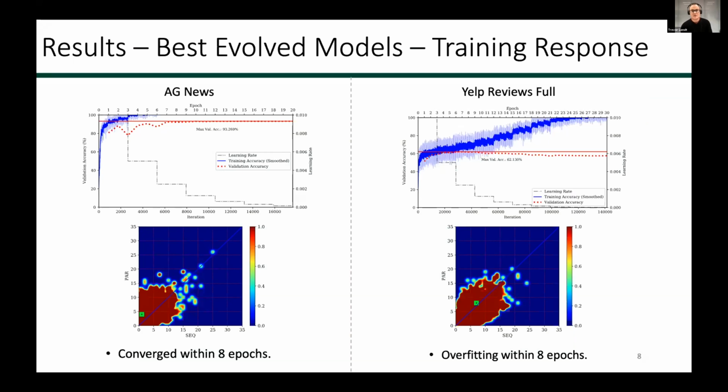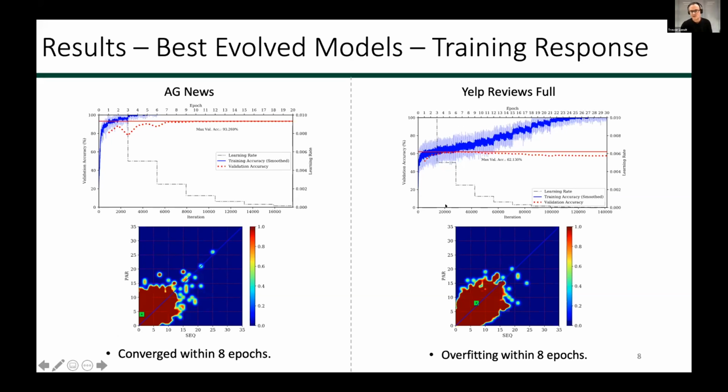On the left is the training response for AG News. You can see that the neural net or the architecture converged really quickly within 8 epochs, probably closer to about 4 or 5. This response is typical of the current state-of-the-art models, so an iterative validation accuracy of 93.26%, which is actually very good. And on the bottom here, you see with this heat map, this represents all the models that were evolved over the evolutionary history. And this current best model that was found is on the bottom there with the lime square. It's approximately 5 parallel operations and a single sequential operation. Now, it implies that the model has a fair amount of width to it relative to depth.